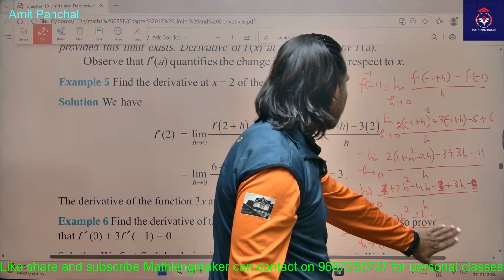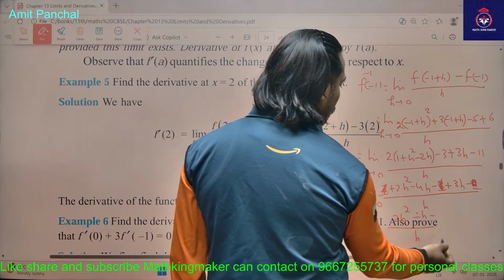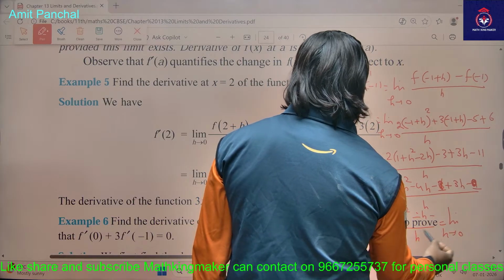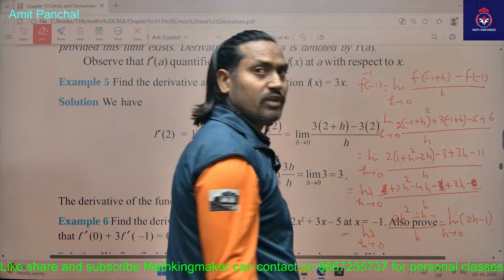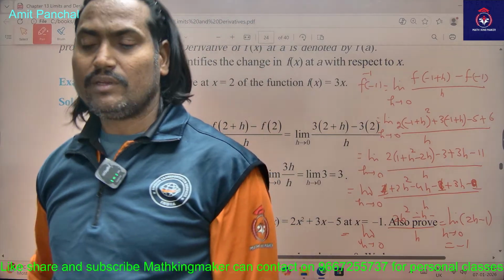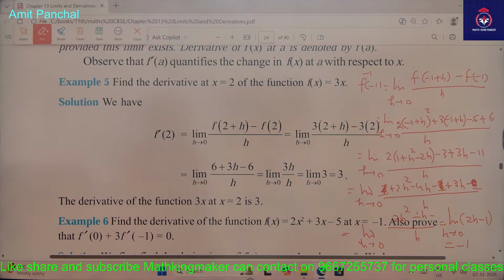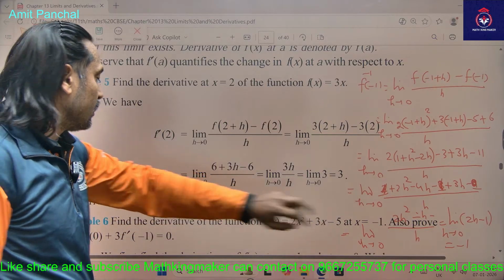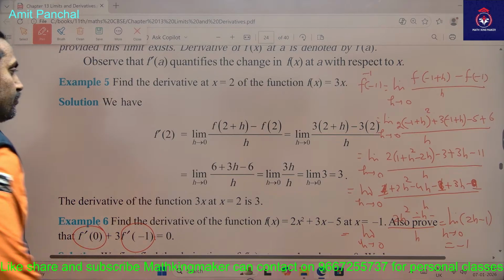that will be only 2h square minus h, so just divided by h, so that will be limit h tends to 0, 2h minus 1. If you put h as 0, you'll get minus 1, so the value will be negative 1. Like this you need to do. So f dash of minus 1 you will get minus 1. Similarly, just find out f dash 0.